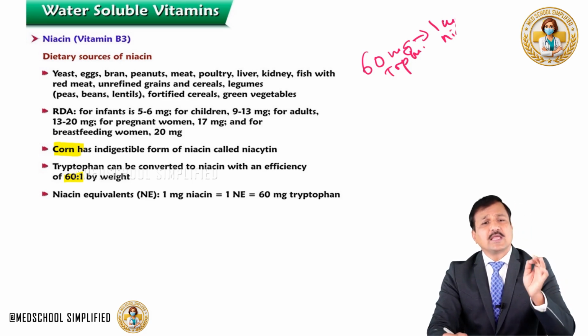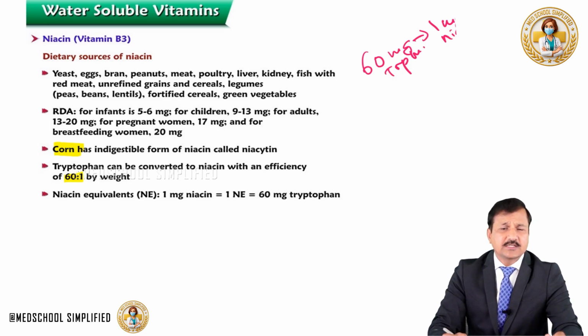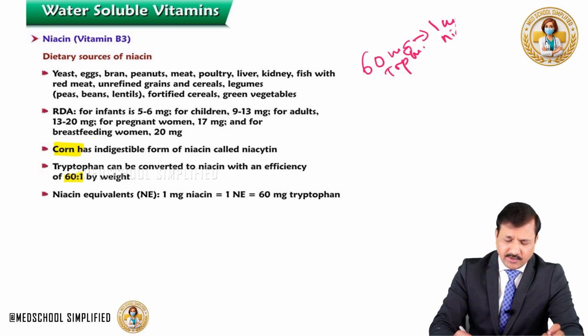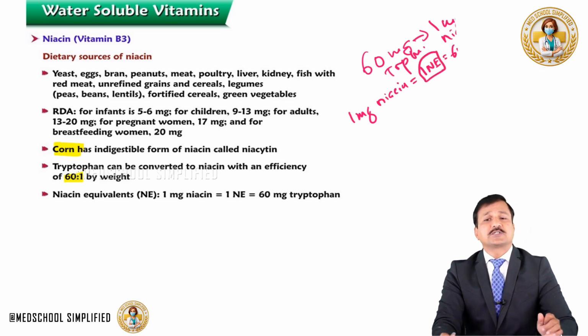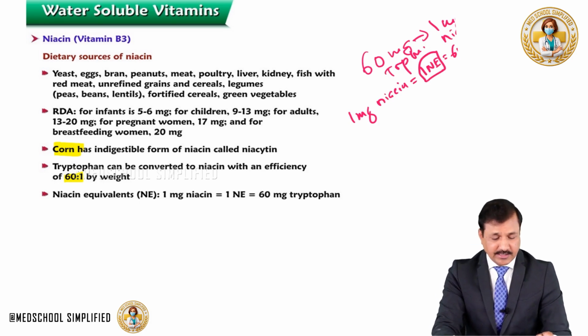That means the amount of tryptophan that is converted into niacin, which we measure as niacin equivalents. So, 1 milligram of niacin is equal to 1 niacin equivalent, which means 60 milligrams of tryptophan. This is why we can also express niacin as niacin equivalents.